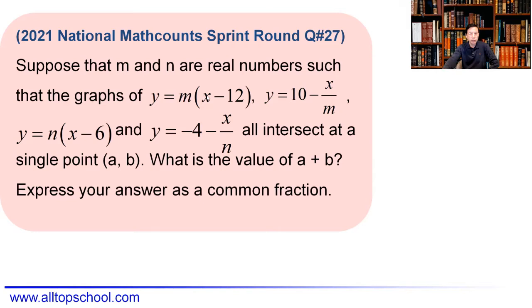So we observe the four lines. There's obviously some pattern here. The first two lines have slopes m and negative 1 over m, so they are perpendicular. The second group of two lines has slopes n and negative 1 over n, so those two lines are perpendicular as well.